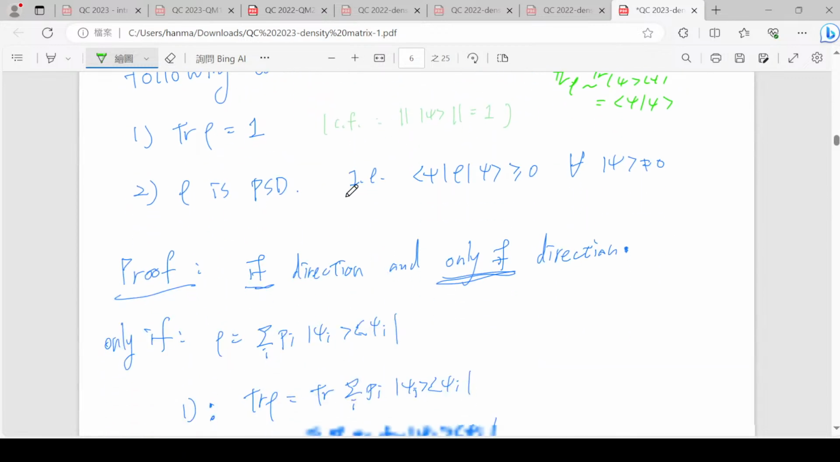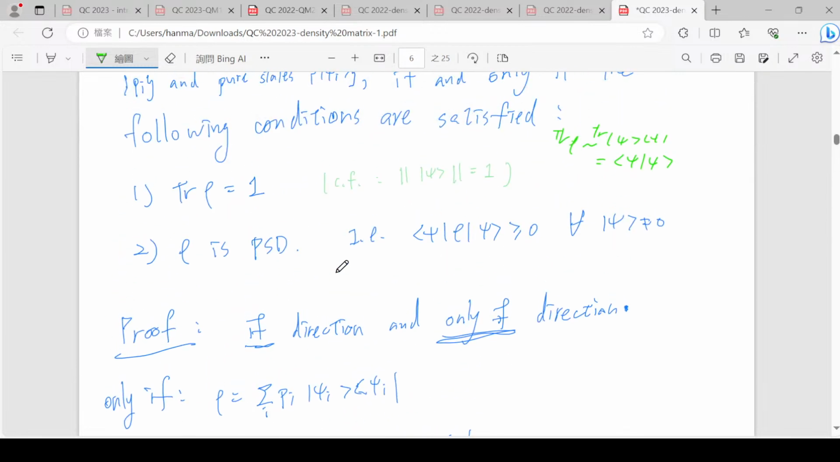Okay, so let's go to the proof of this. There are two directions. I think the only if direction is a bit easier.